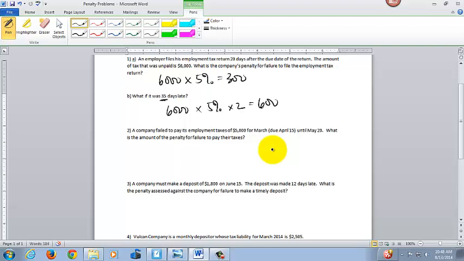What is the amount of the penalty for failure to pay their taxes? So first let's look and see how late it is. They were supposed to pay it on April 15th, but they didn't pay it till May 20th. So let's see how late that is.